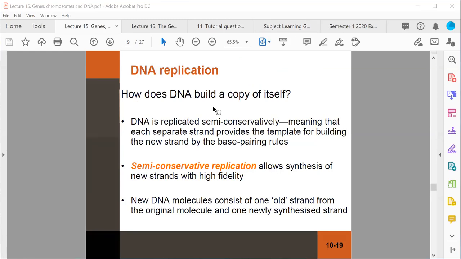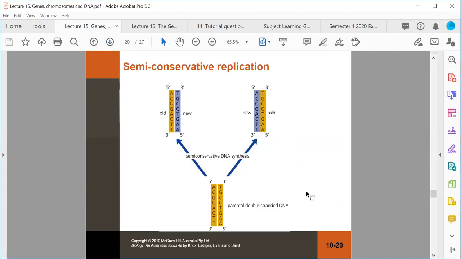Okay, so how does DNA build a copy of itself? DNA is said to be replicated semi-conservatively, and that means that each of the 2 DNA strands will provide the template for building a new strand using those base pairing rules that you're familiar with. And this semi-conservative replication allows synthesis of new strands with high fidelity, very, very high accuracy. And the new DNA molecules that are formed consist of one old strand from the original DNA molecule and one newly synthesized strand. So let's look at semi-conservative replication here.